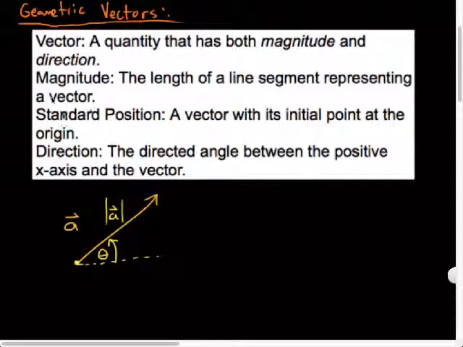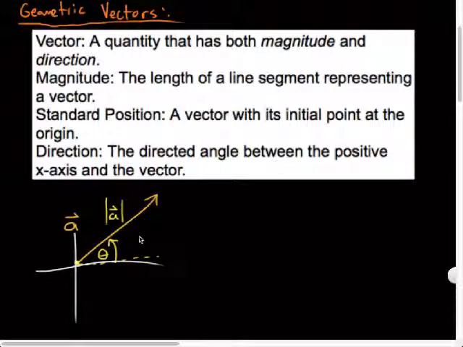Opposite. All right, standard position: a vector with its initial point at the origin. That makes sense because we had standard position back in the day for angles. Basically, the angle's always going to be measured from the positive x-axis to the edge or side of our vector. So angle, referring to the direction, is going to be measured in those capacities. So that's standard position. Direction is the directed angle between the positive x-axis and the vector, like I indicated here.